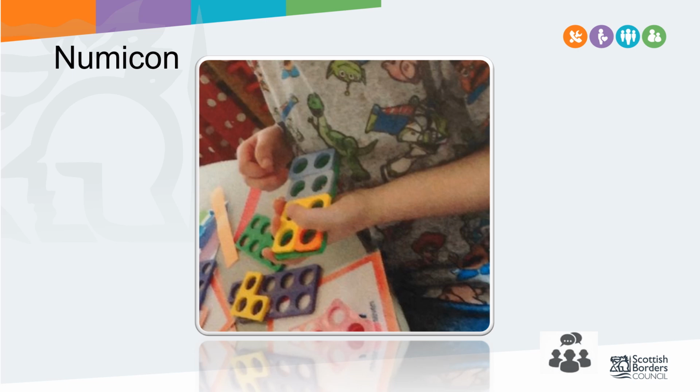Numicon is probably one of the most widely used concrete apparatus. You may be using it already and have done the Numicon training, or it may be something in a box in the back of a cupboard gathering dust. Most ELKs have a box, and we encourage them to use Numicon for exploration and playing. This was an ELK child who discovered equivalence, putting different combinations of pieces on top to match.